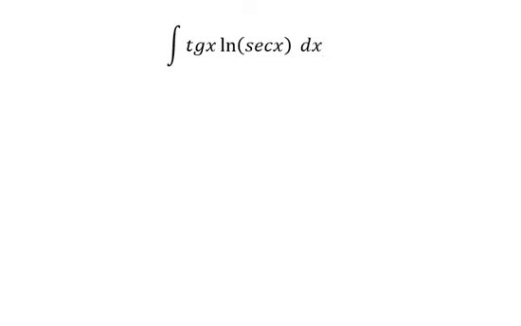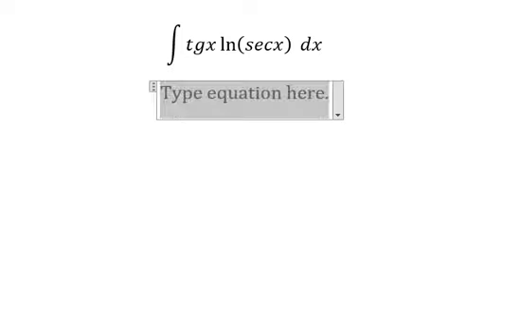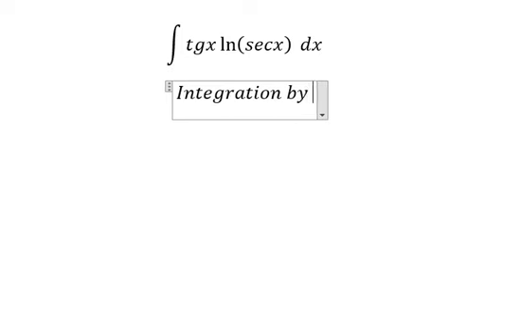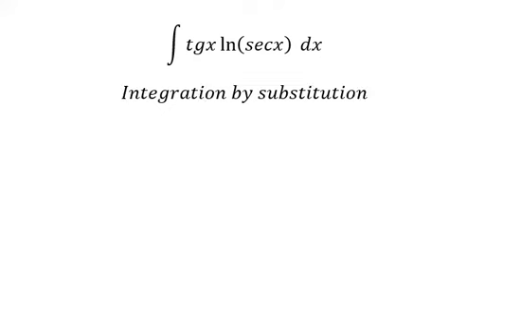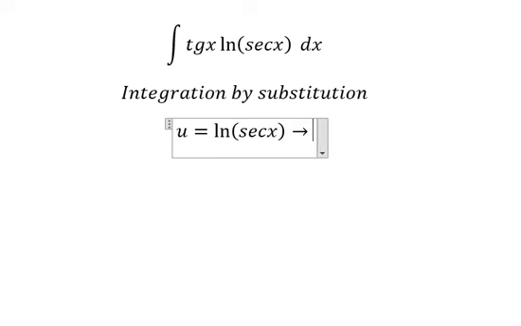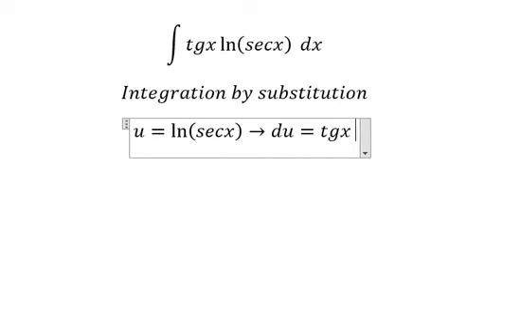Now let's go to the second one. We can use integration by substitution. So I will put u equals to ln of secant of x. Later that, we do first the derivative for both sides, and we have tan x dx.